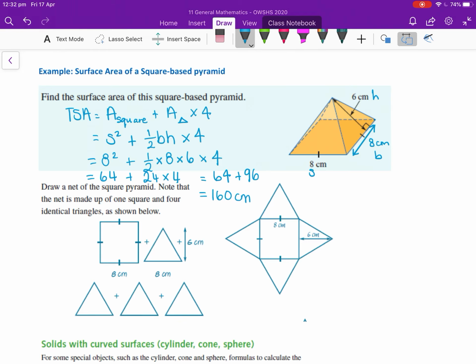Now for surface area, we're talking about area, so the units are going to be squared. And that's it.